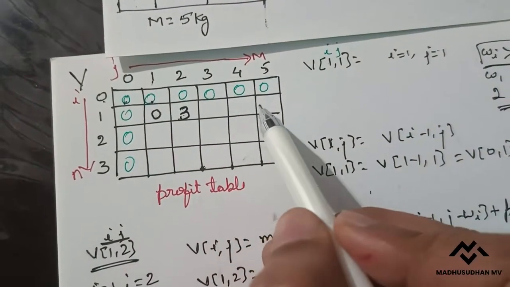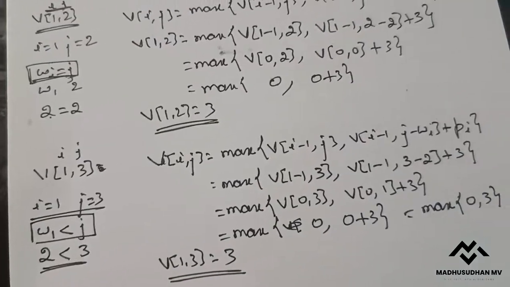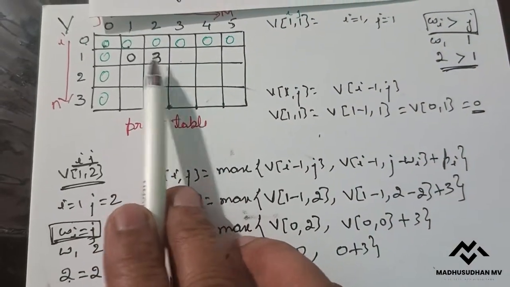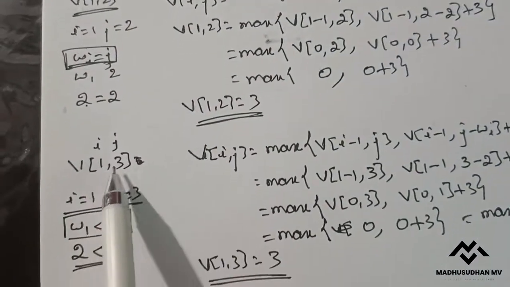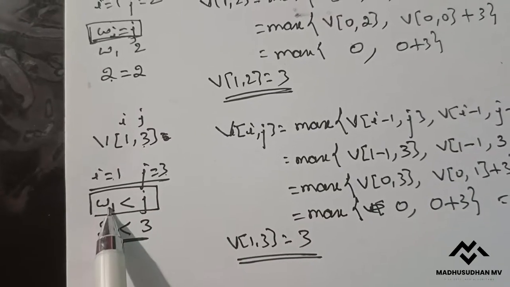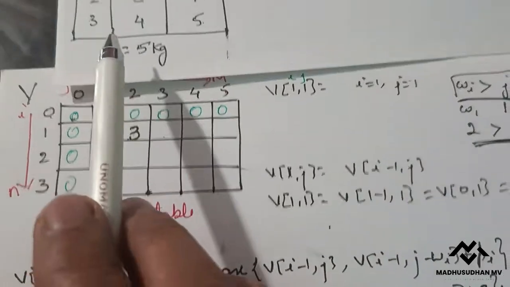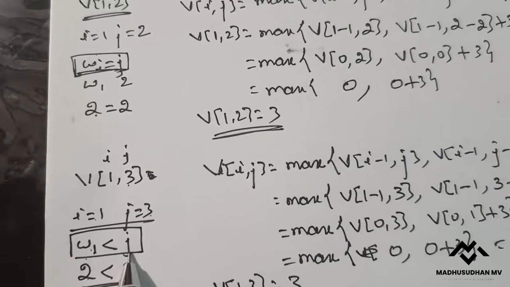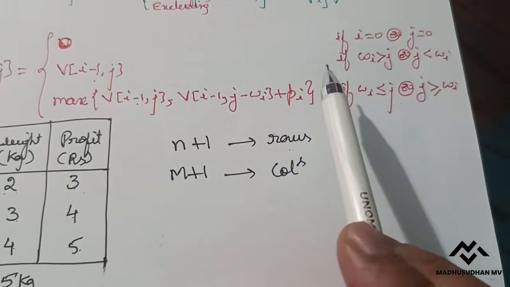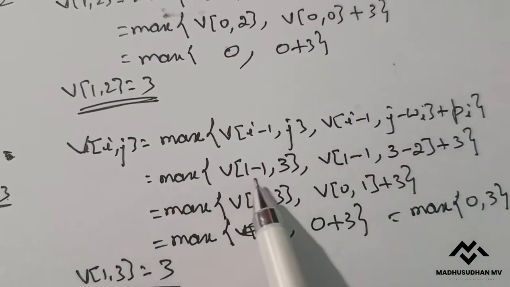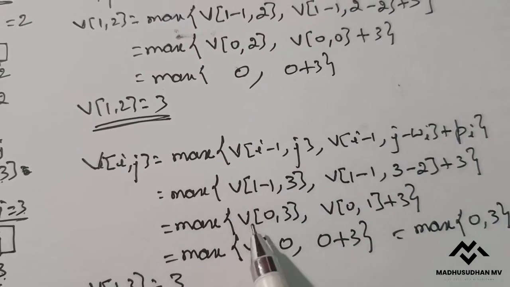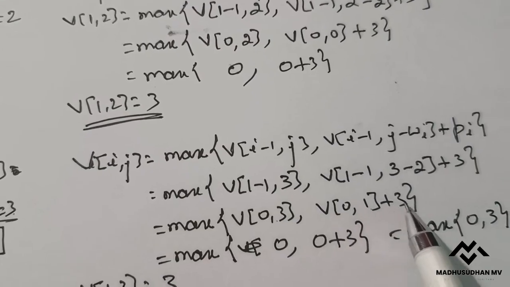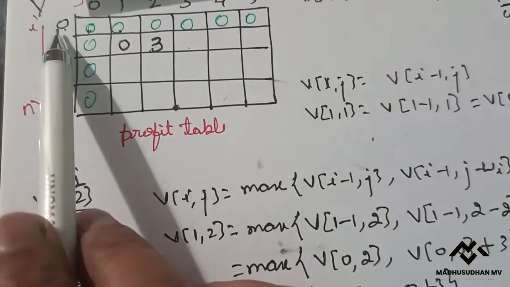Similarly, I need to find all these. So let us find out V of 1 comma 3. The i value is 1, the j value is 3. That means W1 and j. The weight of the first object is 2, and j is 3, so 2 is less than 3. That means the weight of the object is less than j, so I use this formula. I just replace the values of i and j here: 1 minus 1. So V of 0 comma 3, V of 0 comma 1 plus 3. V of 0 comma 3 was already calculated, and it is 0.